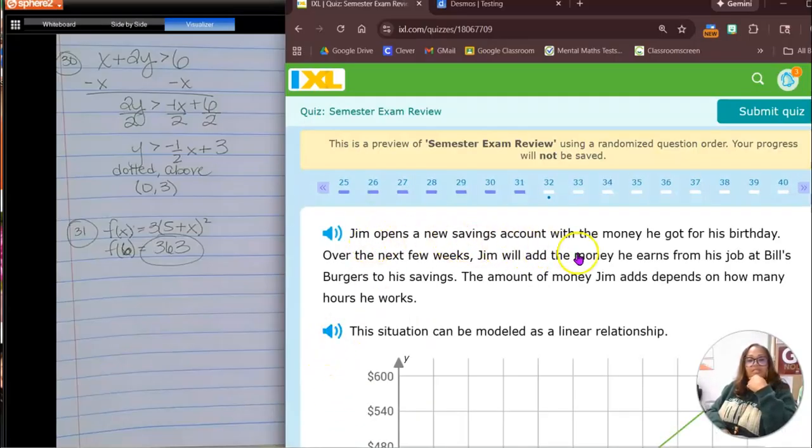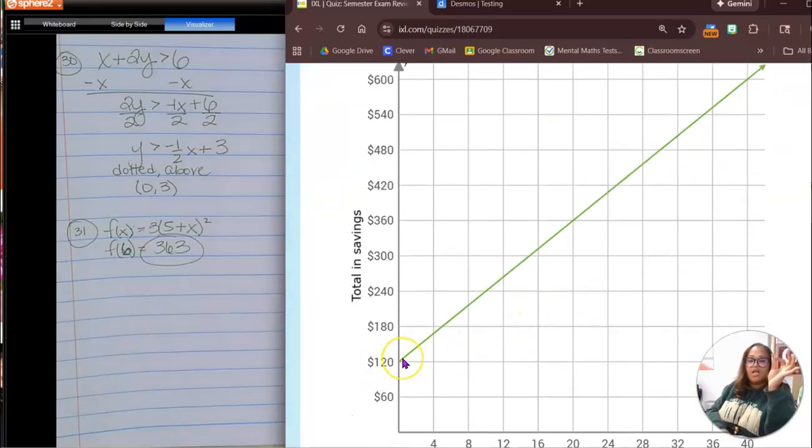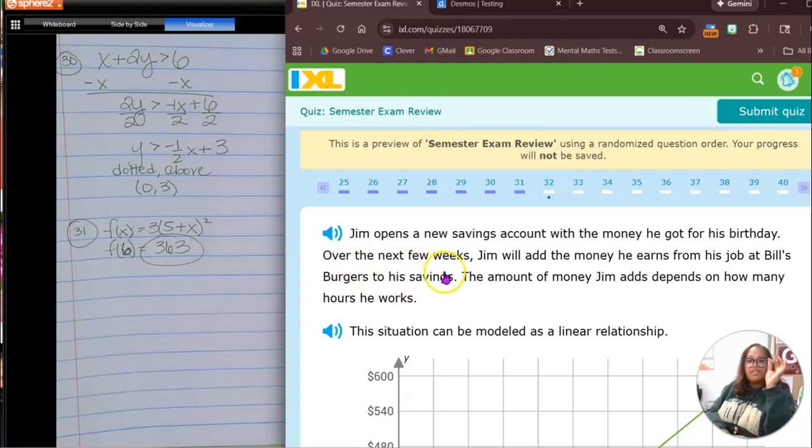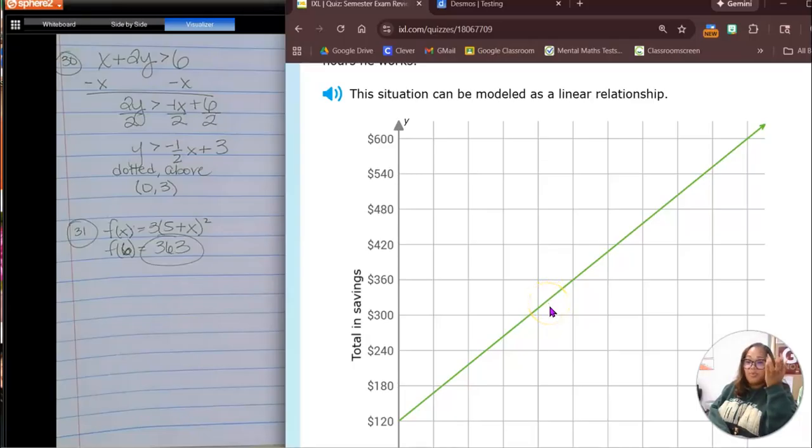Jim opens a new savings account with the money he got for his birthday. How much money does he have for his birthday? $120. Over the next few weeks, Jim will add the money he earns from his job at Bill's Burgers to his savings. The amount of money Jim adds depends on how many hours he works. That's typically how life is. The more you work, the more you get paid at your job.